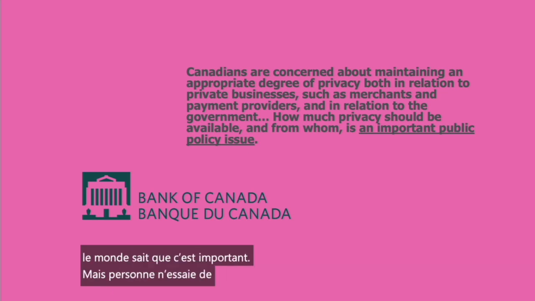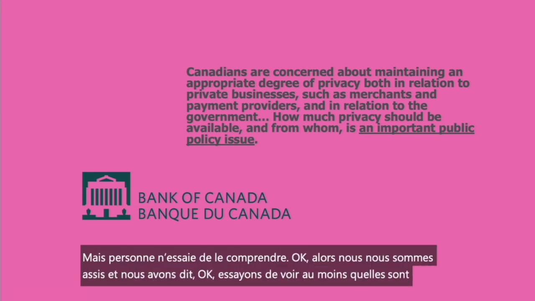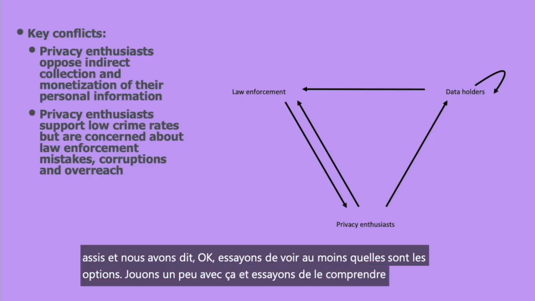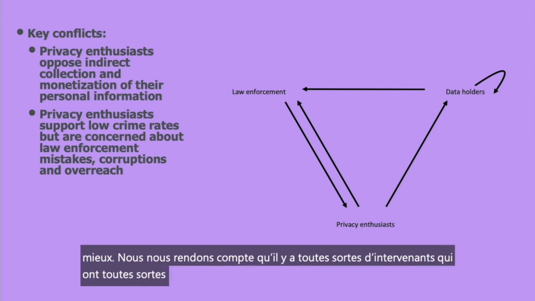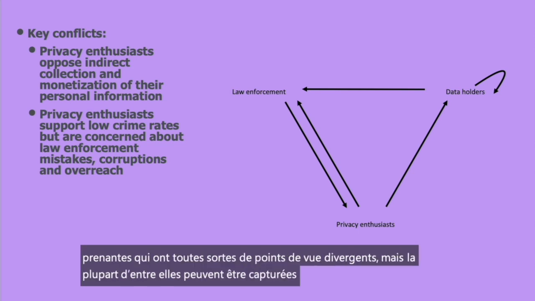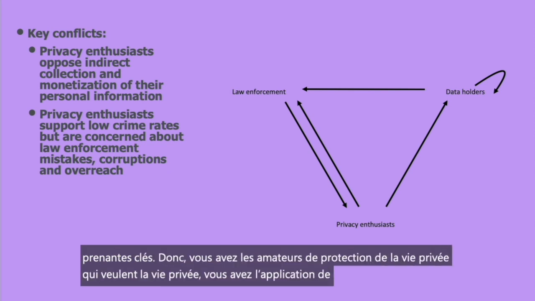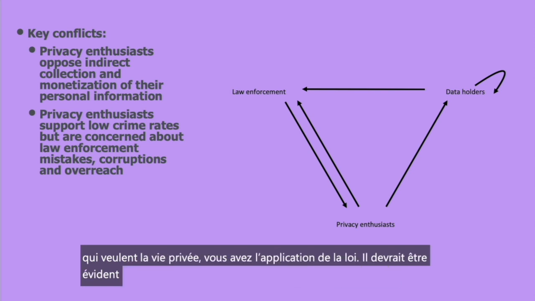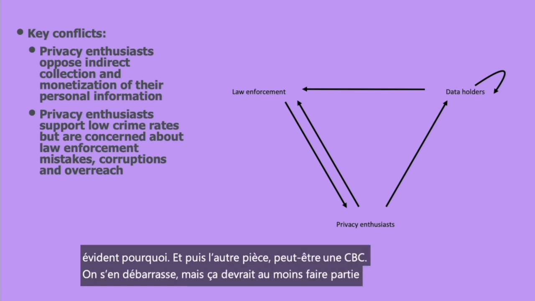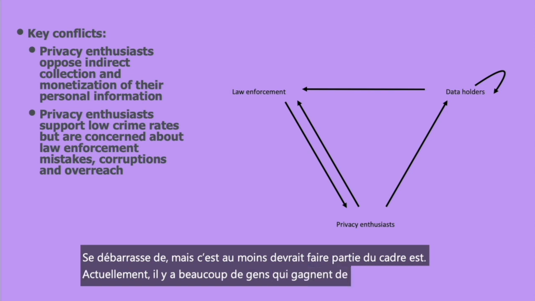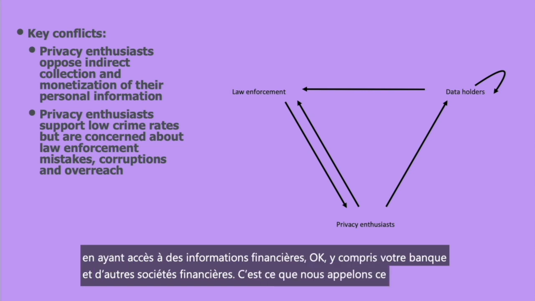Okay, so we sat down and we said, okay, let's try and see at least what the options are. Let's just play around with it a bit and try and understand it a little bit better. So we realized that there's all sorts of stakeholders that have all sorts of different competing views, but most of them can be captured with three key stakeholders. So you have the privacy enthusiast who wants privacy. You have law enforcement. It should be obvious why. And then the other piece that maybe a CBDC gets rid of, but it should at least be part of the framework, is currently there's a lot of people that make money from having access to financial information, okay, including your bank and other financial companies. So we call these the data holders.